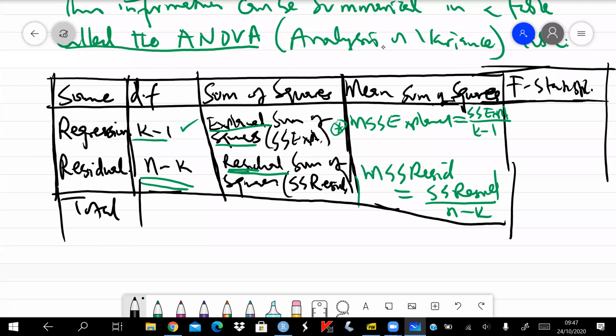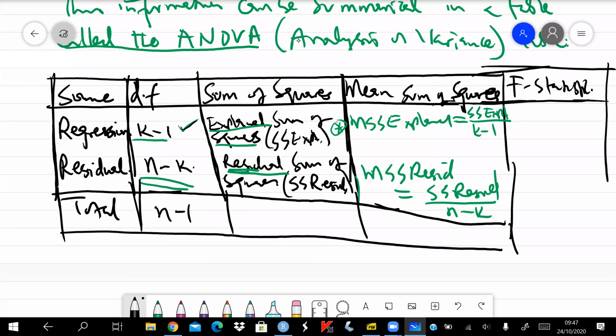So now you just sum whatever is in each column. You take this k minus 1 plus this, you'll get n minus 1. If you add up those two, you'll get that. So this is the end of the table here. Then when you add this, you'll get sum of squares explained plus sum of squares unexplained, or the residual. Actually, you don't add that because it doesn't make sense.